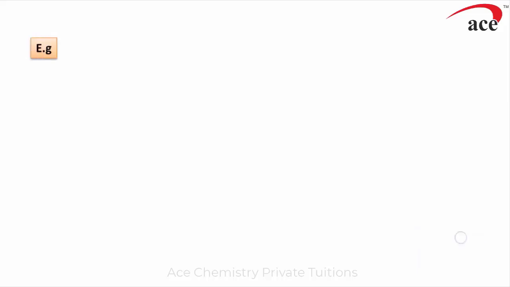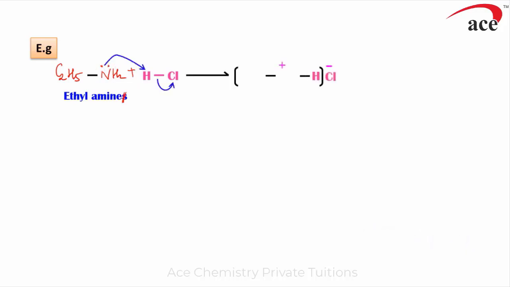The next is an example. If you take ethylamine, formula C2H5 dash NH2, and treat it with HCl, nitrogen has a lone pair of electrons that can be donated, resulting in the formation of RNH2 and H. It's nothing but RNH3 plus and Cl minus.